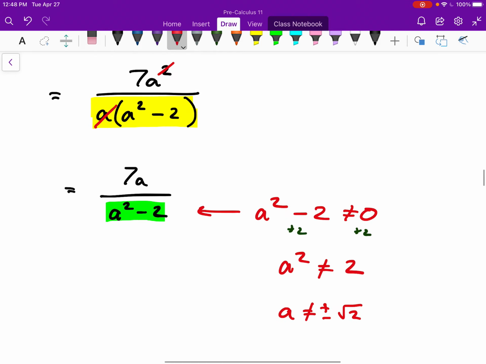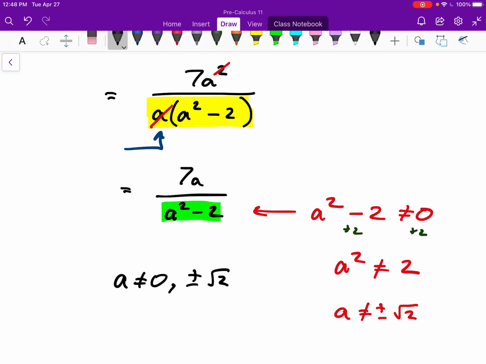However, there's also another restriction that I'm hoping is a little easier to see right there. I know I canceled it out, but there was an a right there. And if that a was 0, it'd be 0 times anything else, which is 0. And so I have another restriction: a cannot equal 0. So really in the end, my restrictions are a cannot equal 0 and a cannot equal plus or minus root 2. But again, with the plus or minus root 2 part, I'm okay if you're not feeling great about that. We'll come back to that sort of stuff a lot more later on in the course.